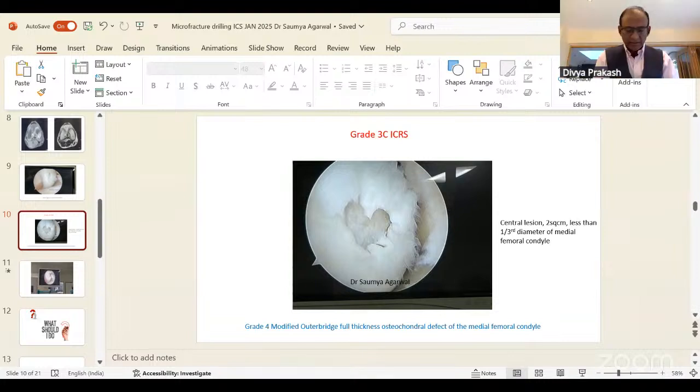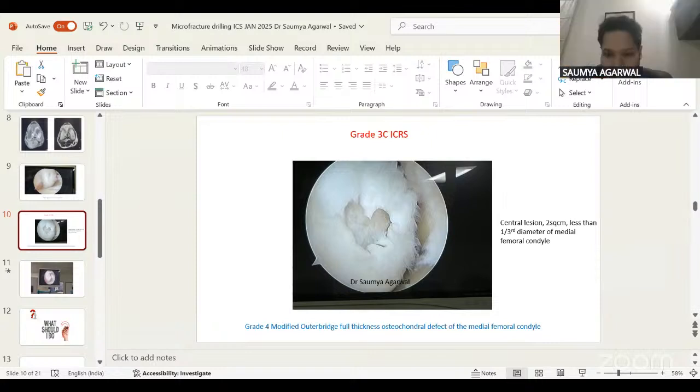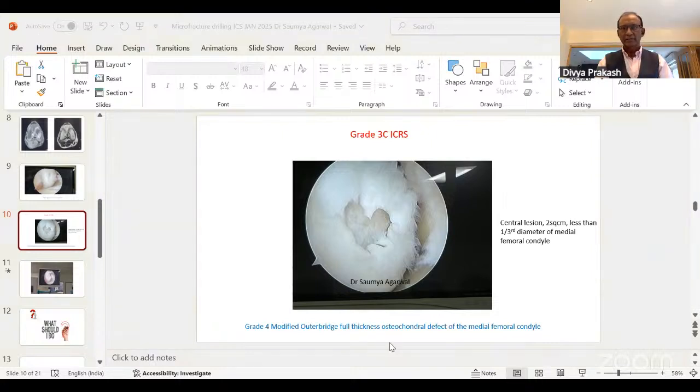Soumya, this is a very common case. Actually, it's something that happens quite frequently. And Rajat has very correctly pointed out that this is not an OCD. You start off by saying that this is an OCD. This is not an OCD. There is a difference between OCD and pure chondral lesion. This appears to be a purely chondral lesion.